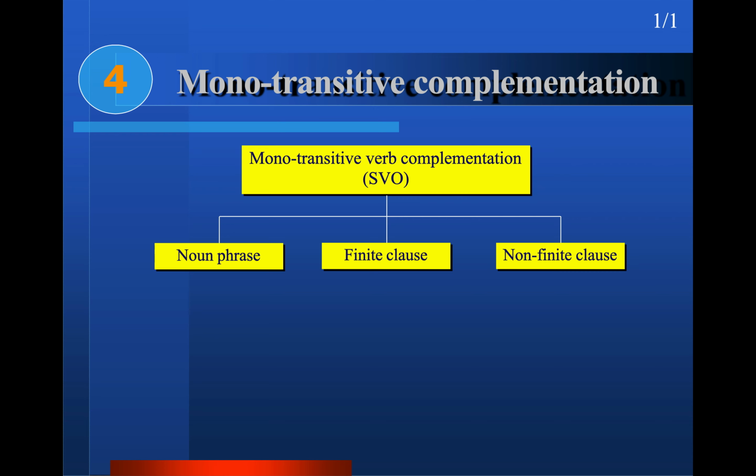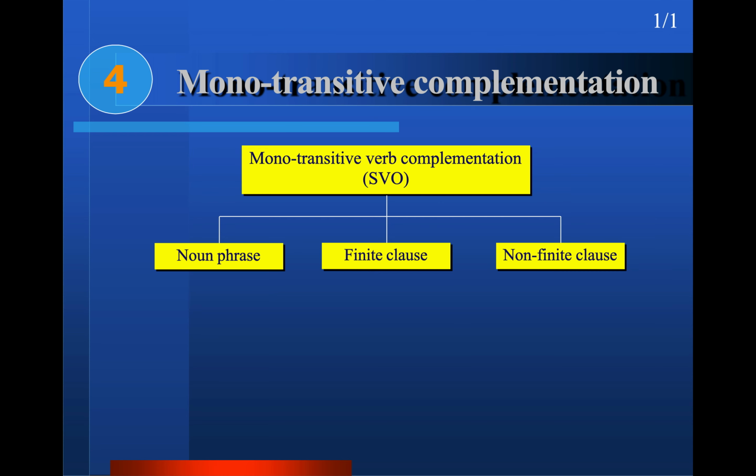So in the case of voice, we are talking about 3 kinds. In the case of voice, we have transitive and intransitive verbs. In the case of transitive verbs, we have 3 kinds of transitive verbs, as we mentioned in the previous lectures. So we have monotransitive verbs, ditransitive verbs, and complex transitive verbs.